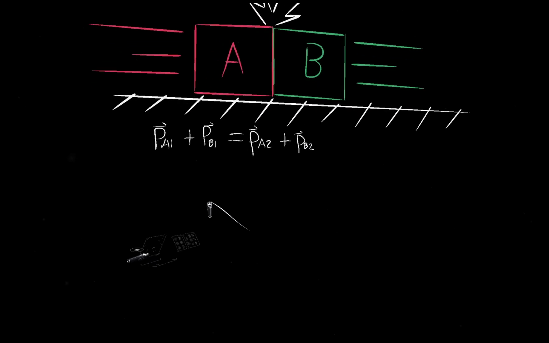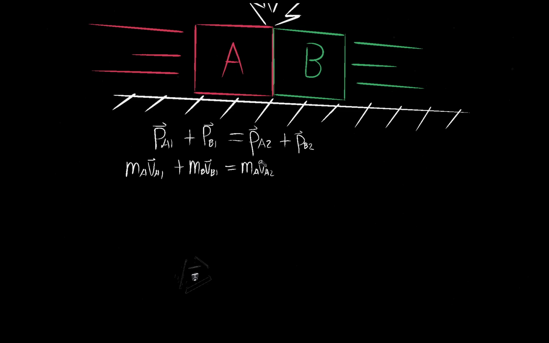And if we write all that out, momentum is m v, so ma va1 plus mb vb1 is equal to ma va2 plus mb vb2.